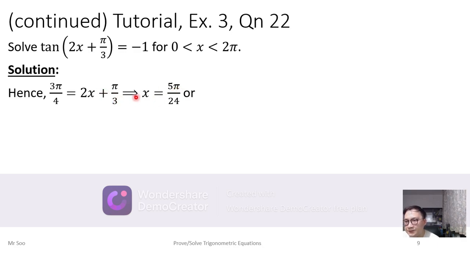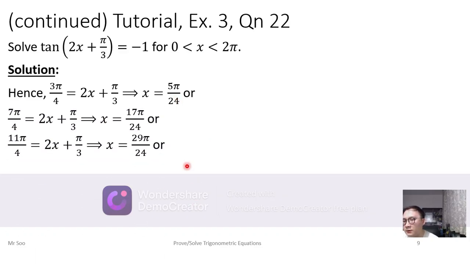In fact, the first step, you should subtract pi over 3 on both sides first. So 3 pi over 4 minus pi over 3, and then divide by 2. Press the equal sign, then divide by 2. Then I should get 5 pi over 24. Similarly the other 3, I don't want to explain. It's the same thing.